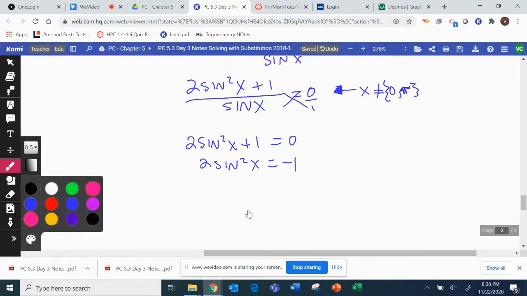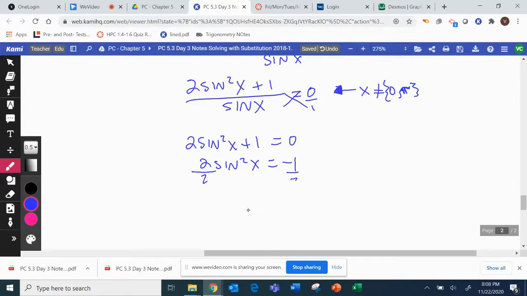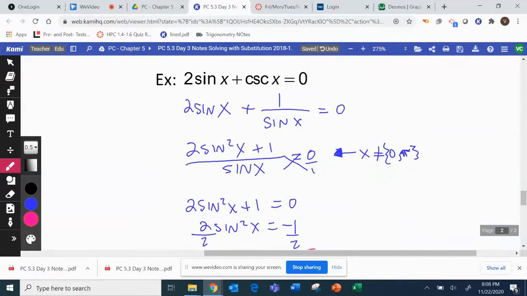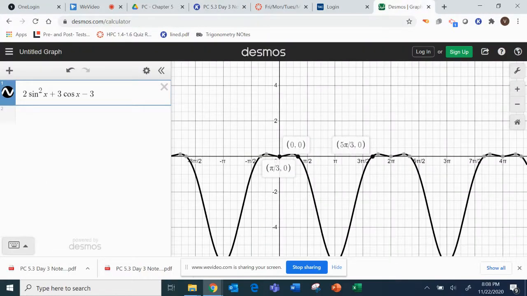I'm going to square root both sides. Oops, no, I'm not. I lied. I'm going to divide by 2. And now I'm going to square root both sides, and I'm going to see that I'm running into another problem because it looks like we don't have any solutions. So let's see what happens if I graph it. 2 sine x plus cosecant x.